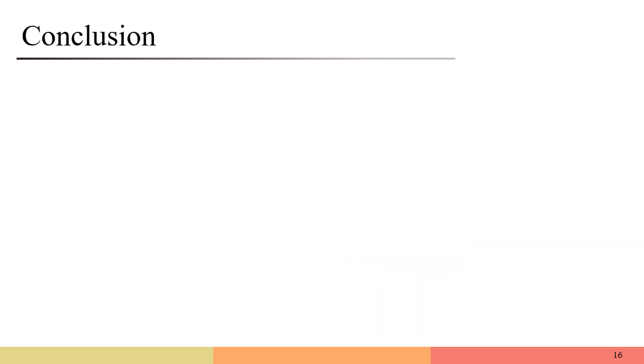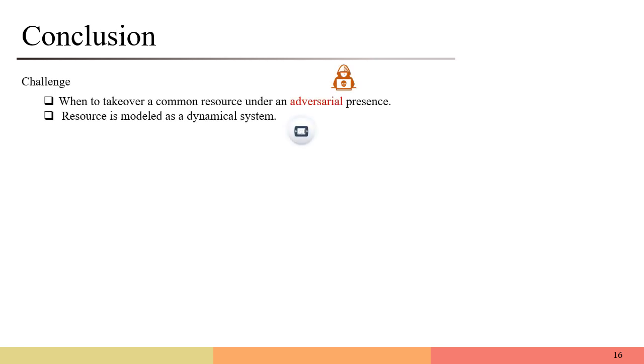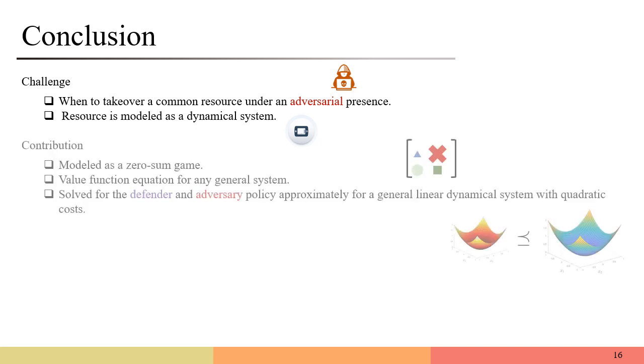To conclude, the challenge was to take over a common resource under an adversarial presence. The common resource is modeled as a dynamical system. The contributions include modeling a zero-sum game, the value function for any general system, and solving the defender and adversary policy for a general linear dynamical system with quadratic costs.